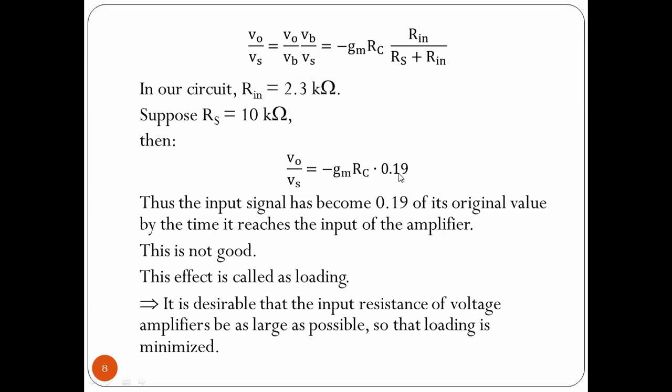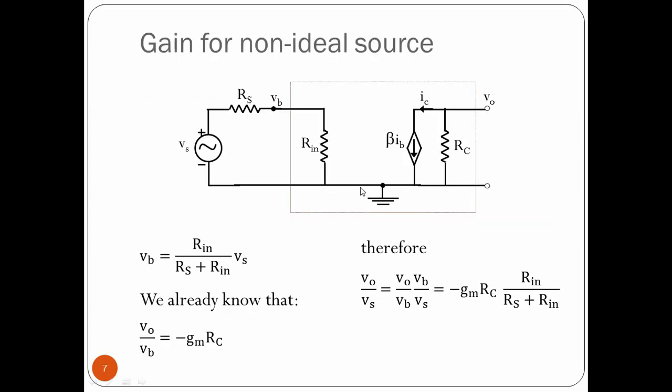What this means is that the input signal has become 0.19 of its original value by the time it reaches the input of the amplifier. So here, this is VS. By the time it reaches here, VB is 0.19 times VS. Our goal was to amplify VS. The whole purpose of this circuit is that at VO we'll get an amplified version of VS. But before even reaching the amplifier, the signal has become about 20% of its original value.